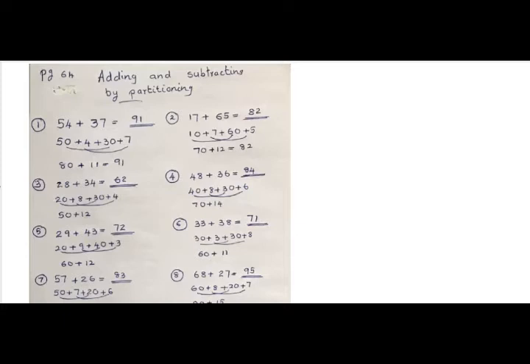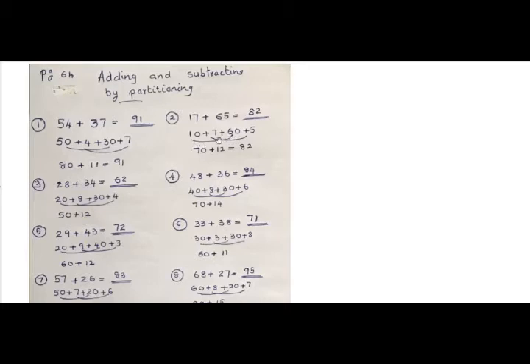17 plus 65. Okay. We'll partition the first number first. How many units? 7 units. How many tens? 1 ten. 1 ten means 10 times 1, 10. Plus second number, 65. We'll partition that. How many units? 5 units. How many tens? 6 tens. 6 tens means 6 times 10, 60.